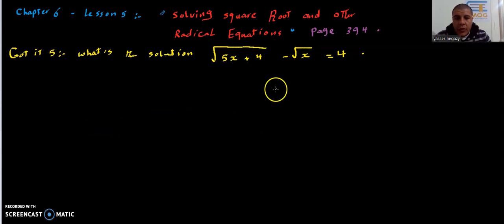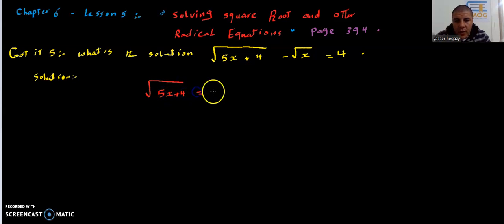Okay, here in Got it number 4. What is the solution of the square root of 5x plus 4 minus the square root of x equals 4? The first step, we transpose the square root of x to the other side and follow the same steps of the previous problem. So the square root of 5x plus 4 is equal to 4 plus the square root of x by squaring both sides.